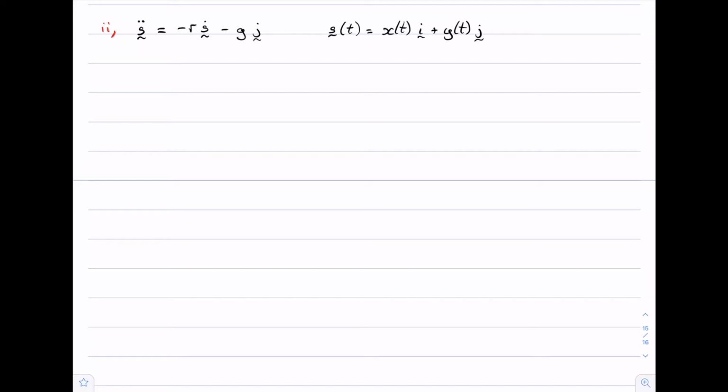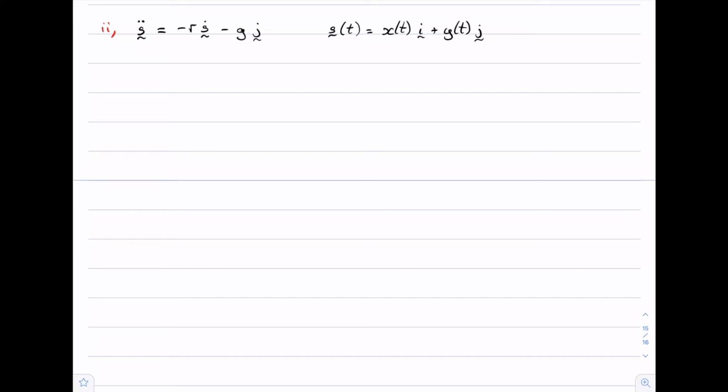But let's think about what this is really telling us. We've got our minus g j, which is the acceleration due to gravity, and it's negative, which means it's going downwards. That's what we usually expect. But we've also got that the acceleration is proportional to minus the velocity, and this is telling us that this is a resisted motion problem. There's some resisted motion, given by this part here, minus r s dot. But we just want to work out what x of t is.